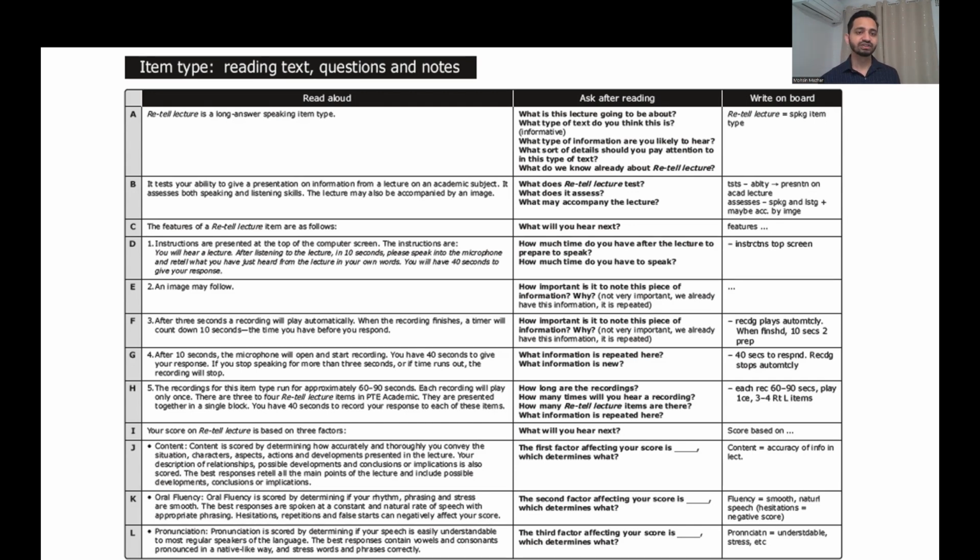Number C, the features of Retell lecture items are as follows. Now we're going to talk about features. So what will you hear next? You're going to hear the features. So you can write down features, and now let's start noting down the features. D, instructions are presented at the top of the computer screen. The instructions are, you will hear a lecture. After listening to the lecture, in 10 seconds, please speak into the microphone and retell what you have just heard from the lecture in your own words. You will have 40 seconds to give your response.